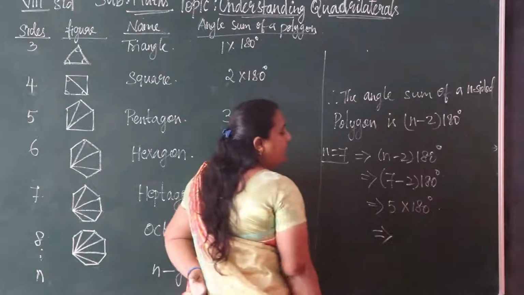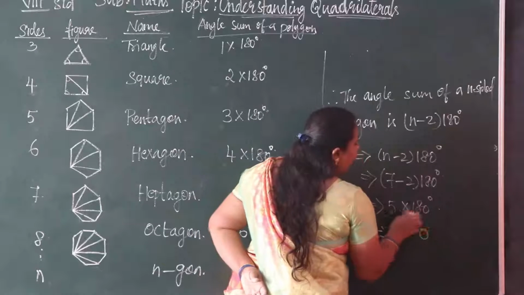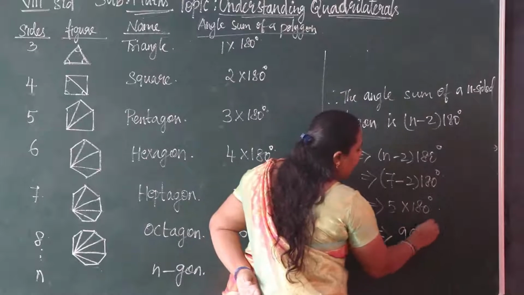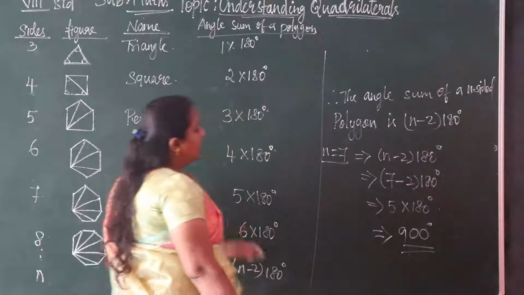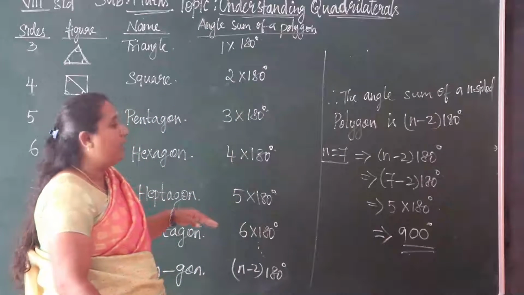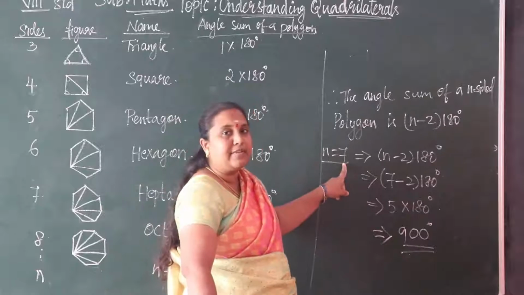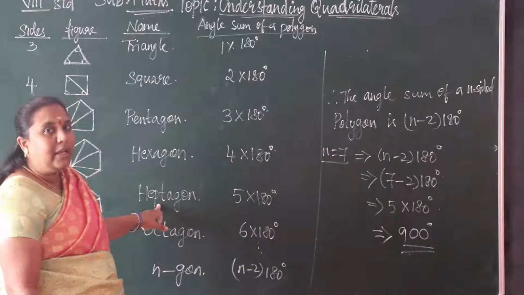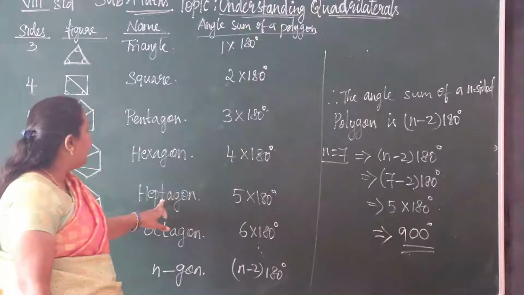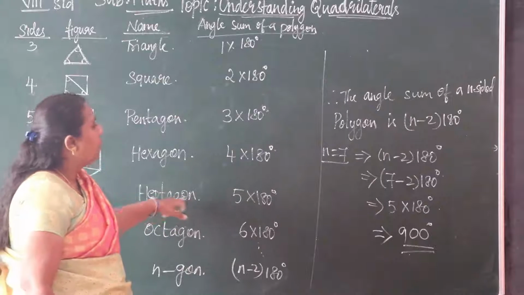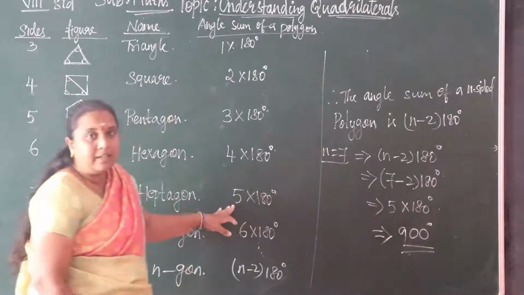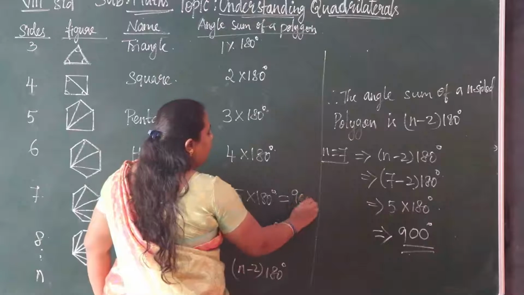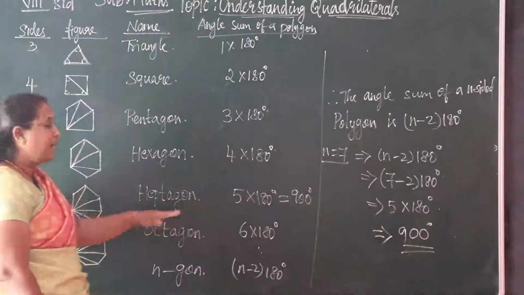So what is the answer? 0, 8 fives are 40, 0, balance 4, 5 ones are 5, 9. So 900 degrees. Therefore the angle sum of a seven-sided polygon. What is the name of the seven-sided polygon? Heptagon. So the sum of the angles of a heptagon is 5 into 180 degrees, which equals 900 degrees.